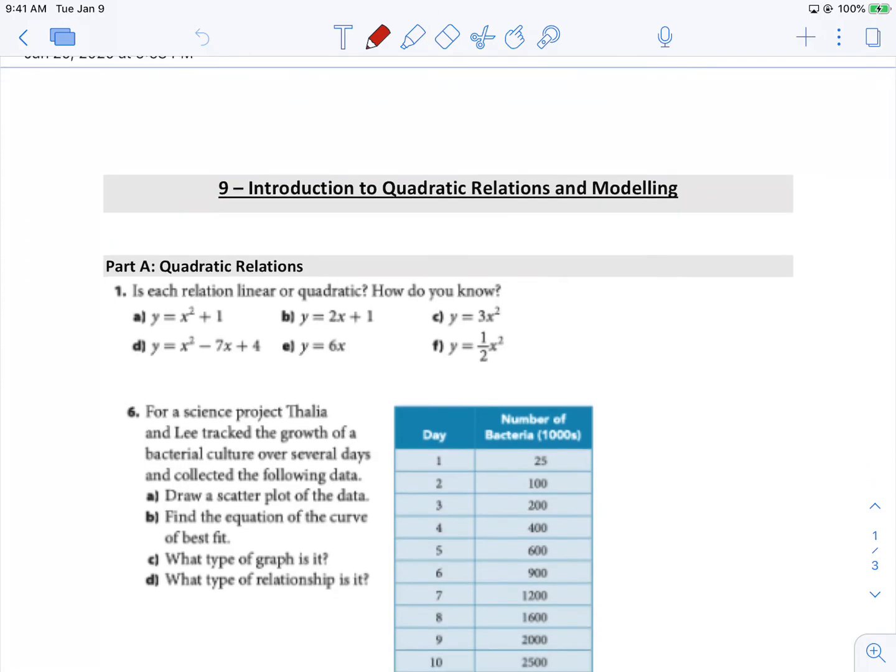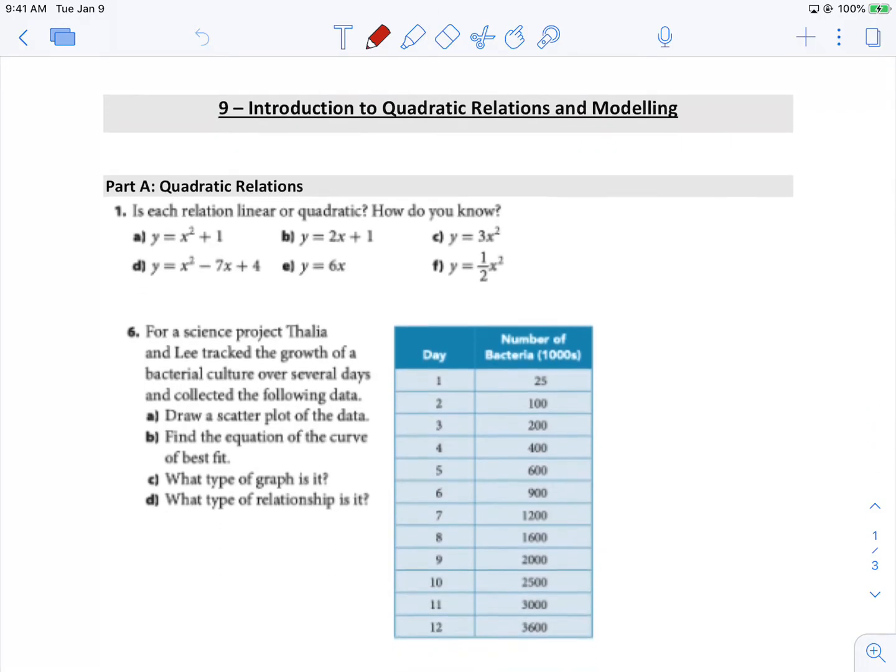Okay, we are on to quadratic relations and some modeling here. So let's take our first dabble into quadratic relations. Is each relation linear or quadratic? Very easy. Linear, no exponent. Quadratic, you're going to see it's squared, which means to the power of 2.